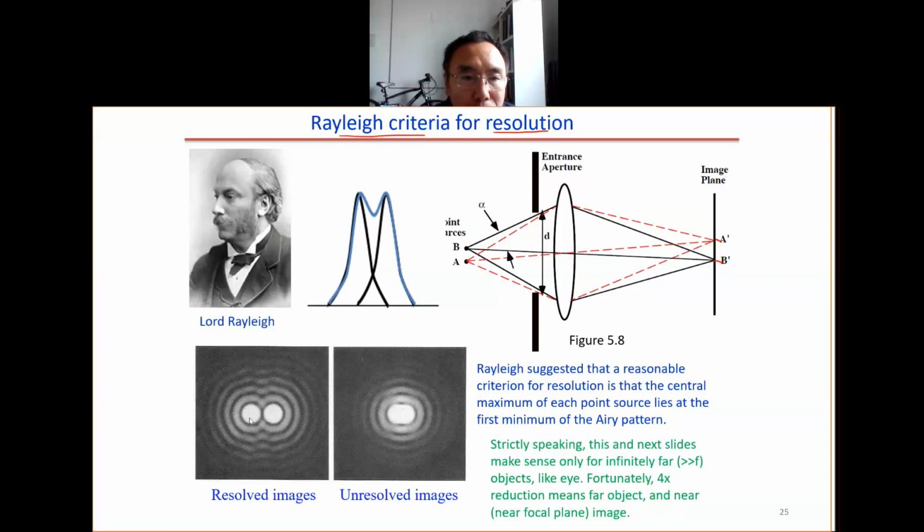Here are the two images. You can consider this one as A prime, and this one is B prime. You can see in this case the two images are well resolved.